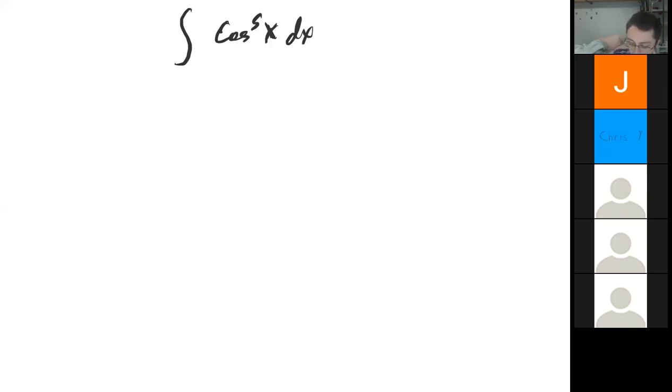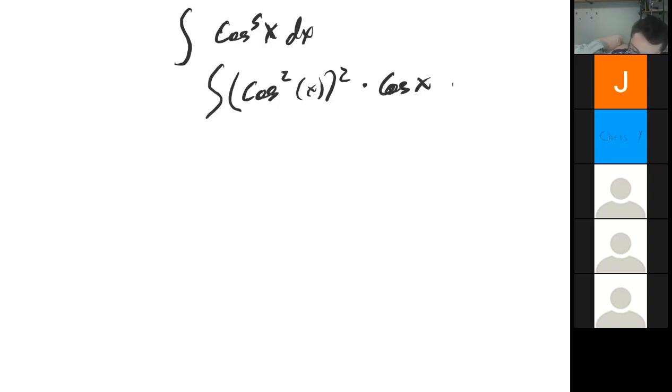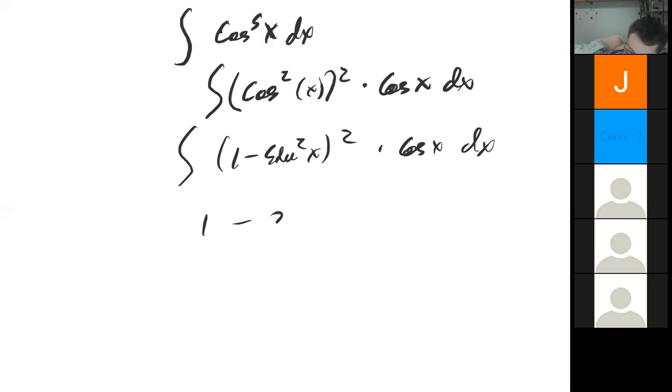Okay, so for this one, it's actually much easier, even though it's a higher power, because what you can do is break this into cosine squared x squared times cosine x dx. And then the first part you can turn into 1 minus sine squared x squared times cosine x dx. Then you expand this out, you get 1 minus 2 sine squared x plus sine to the 4th x, all times cosine x.